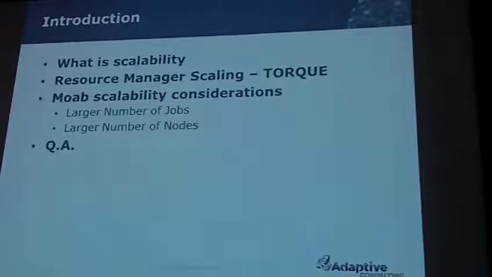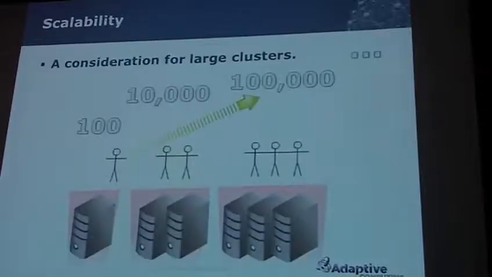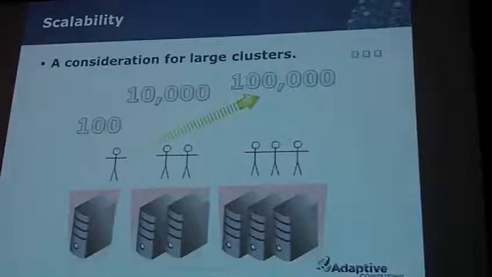Other sites that maybe don't have as many nodes, maybe they have a lot of smaller nodes, but they're pushing jobs through. Some sites are telling us they want to run 100,000 jobs a day. Some sites want to run more. So these are the scalability considerations we're looking at and we're orienting our development towards. This is just the scale we're looking at in terms of growth and where the future of HPC and clusters are headed.